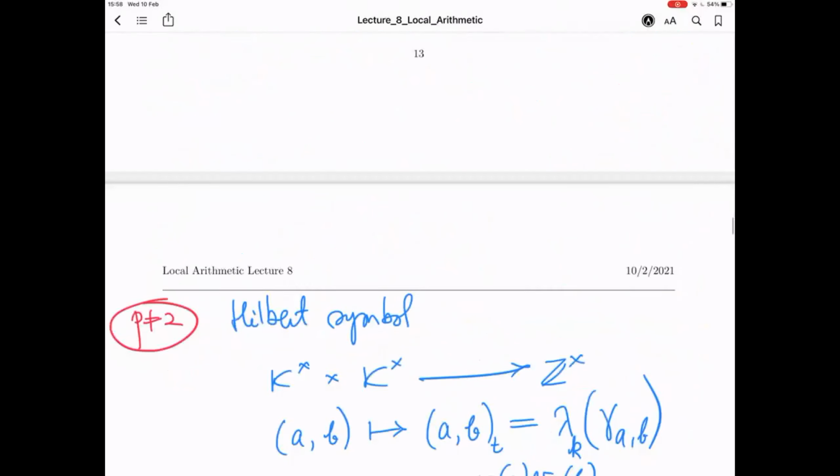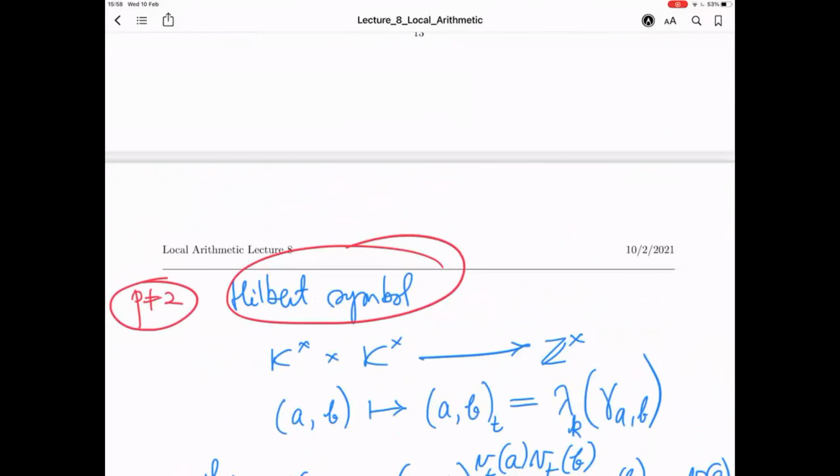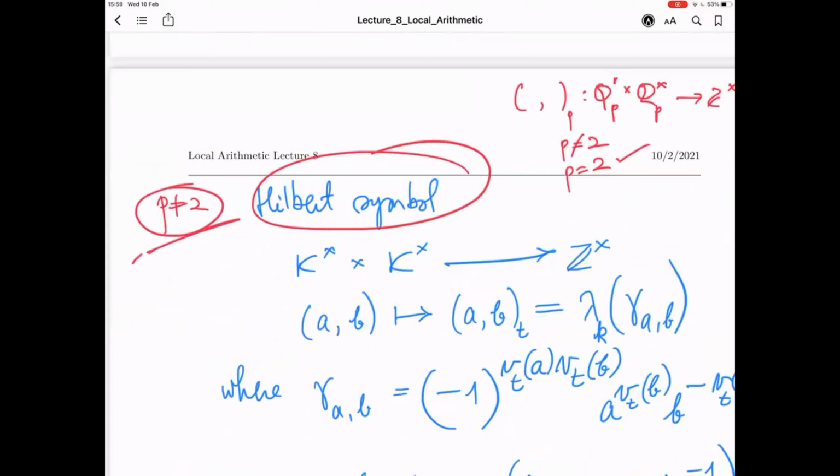Okay. Now we come to the Hilbert symbol, which we had defined for Qp, right? Remember, the Hilbert symbol was a symbol denoted like this. It was from Qp star cross Qp star. It was a map like this. And the definition was simpler if p was different from 2 and slightly more complicated if p is equal to 2. Here, we are not considering the case p equal to 2 at all. We are considering p odd, and we are going to define the Hilbert symbol in exact analogy with this case.